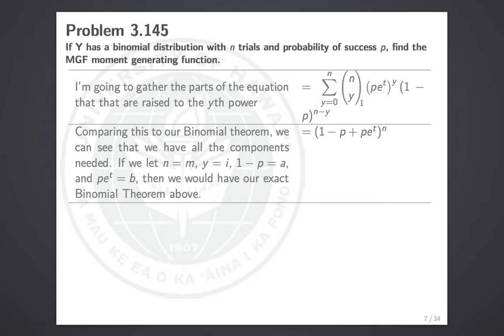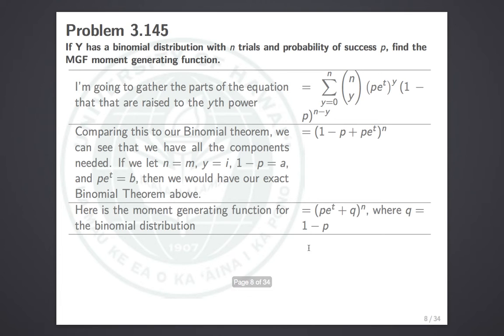I have all the components, and in my case, my n is the same as the m I wrote down when I wrote the binomial theorem. I have y equal to i, 1 minus p is my a, and p e to the t is my b. So that being plugged into the binomial theorem, I can convert this to this. Here's the moment generating function for my binomial distribution. It's just p times e to the t plus q, where q is 1 minus p, all to the n power. And I'm done with that one.